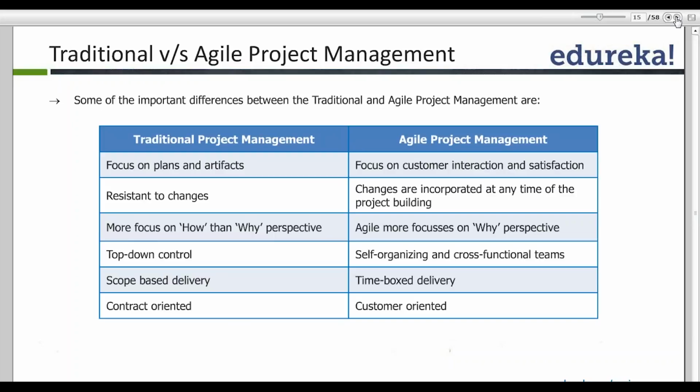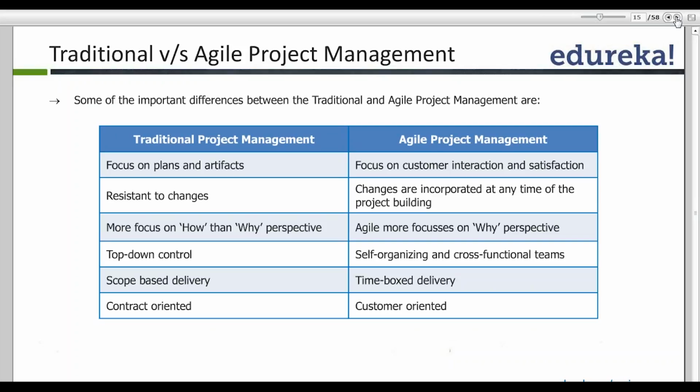Now, how do I compare a traditional project management with agile project management? In a traditional project, I essentially freeze all my requirements in advance, and the focus is more on upfront planning and upfront documentation. In an agile project, my primary focus is on customer interaction and satisfaction. So I stress a lot of importance on the way we interact with the customers, the way we communicate, and that is what we do in an agile project.